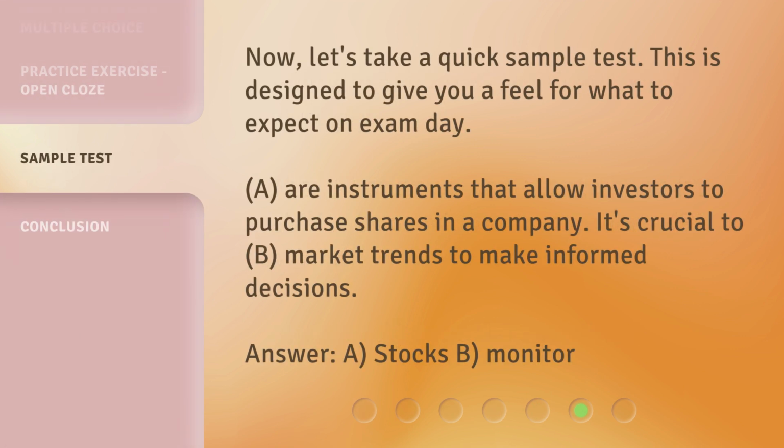Now, let's take a quick sample test. This is designed to give you a feel for what to expect on exam day. A are instruments that allow investors to purchase shares in a company. It's crucial to B market trends to make informed decisions. Answer. A. Stocks. B. Monitor.